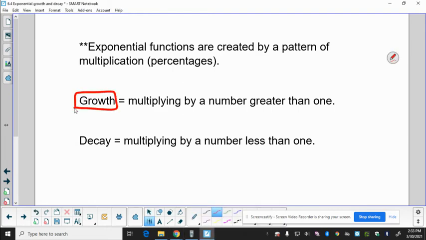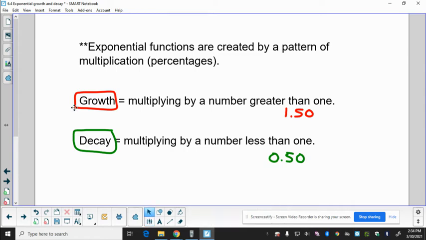If you look at this carefully, look what growth is. Growth is when the number is greater than 1, like maybe 1.50 or something like that. Decay, on the other hand, is when you multiply by a number that's less than 1, like maybe 0.5, something of that nature.